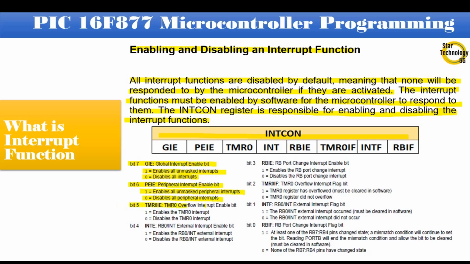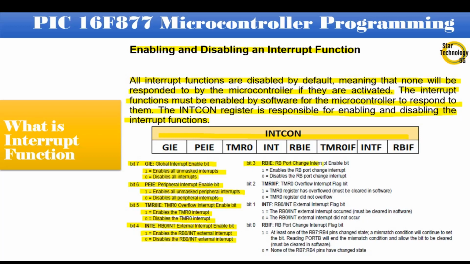Bit 5, TMR0IE, TMR0 Overflow Interrupt Function Enable Bit. 1 enables the TMR0 interrupt function. 0 disables the TMR0 interrupt function. Bit 4, INTE, RB0/INT External Interrupt Function Enable Bit. 1 enables the RB0/INT External Interrupt Function. 0 disables the RB0/INT External Interrupt Function.